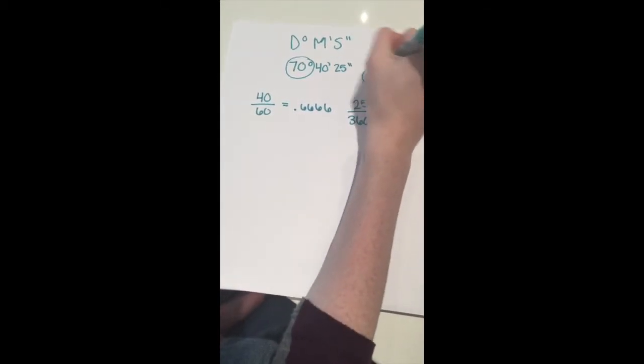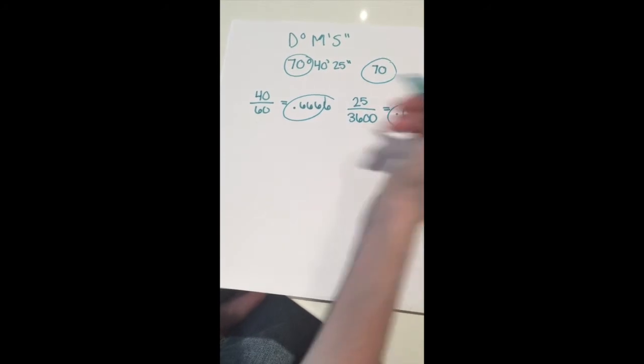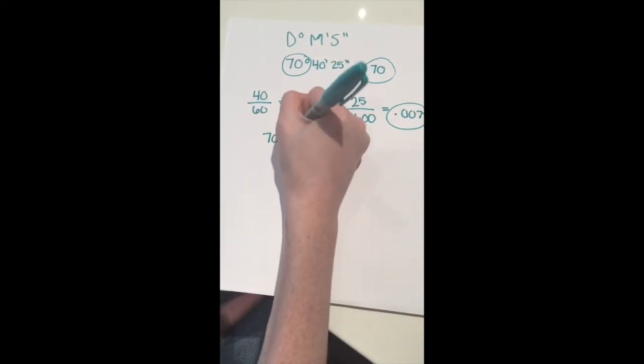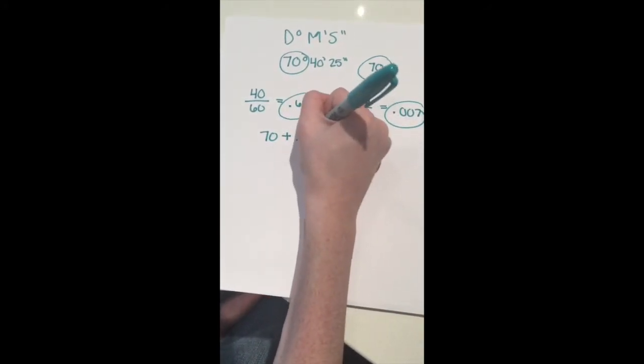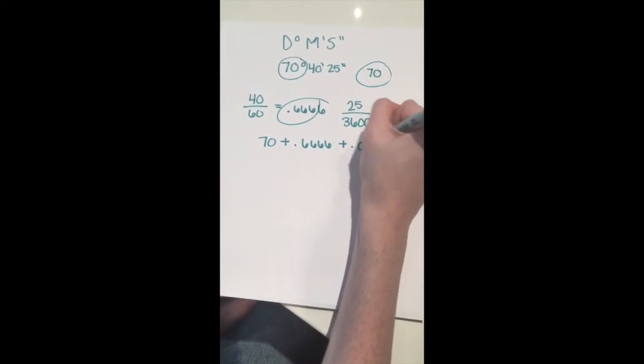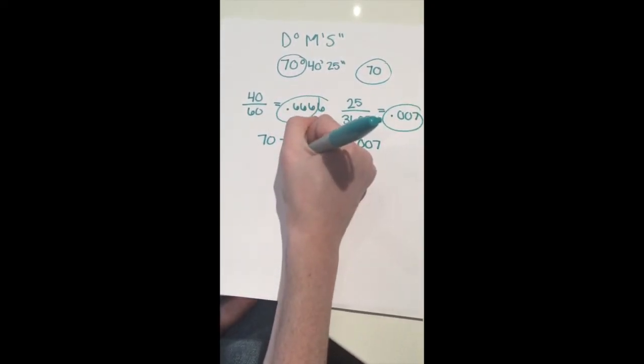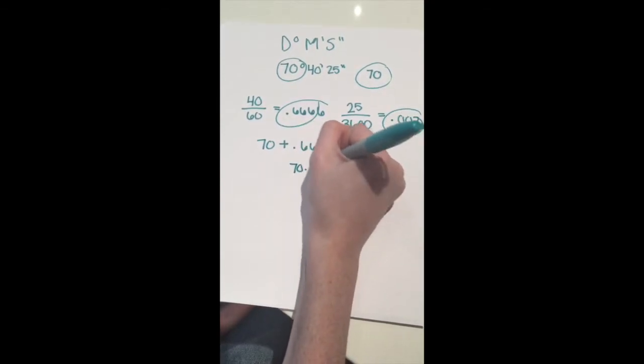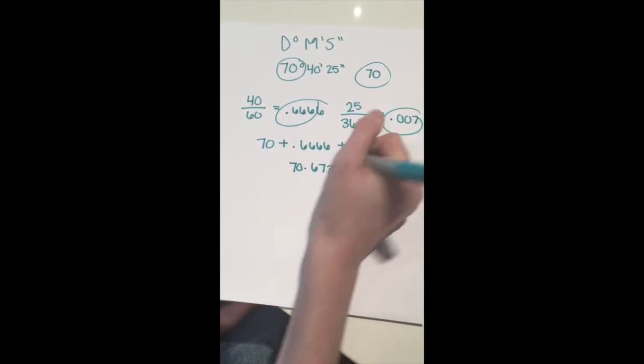So then you're going to take these three numbers and you're going to add them. So you're going to do 70 plus 0.6666 plus 0.007, and your final answer is 70.6736 degrees.